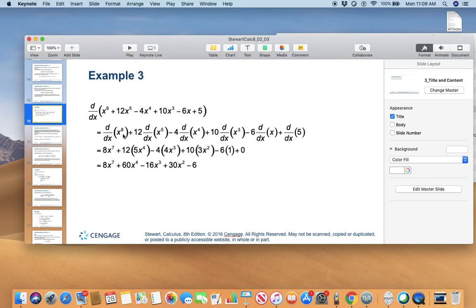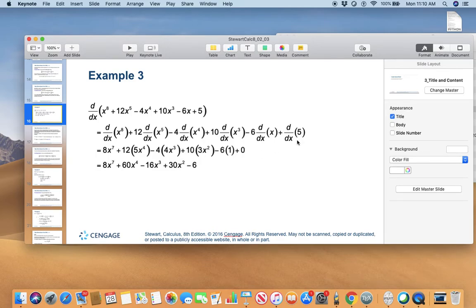What happens here? Now we are going to use the power rule. 8 comes down, power decreases by 1. 12, notice the 12 comes out because it's constant, and now you are going to take the derivative of this. 5 comes down and power decreases by 1. Minus 4, where did this minus 4 come from? That's the amount multiplying this. So the constant comes out, derivative of x to the 4. 4 comes down and power decreases by 1, and so on.